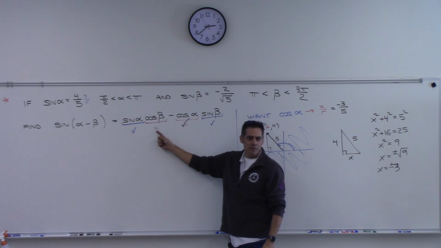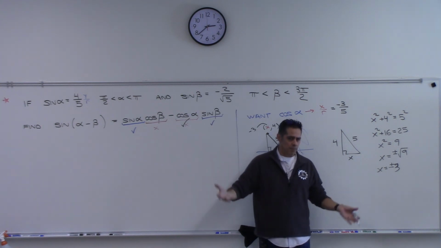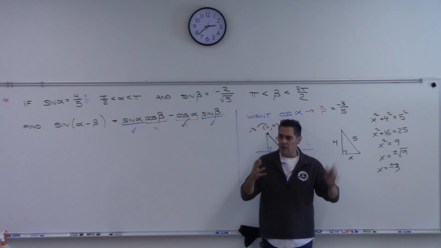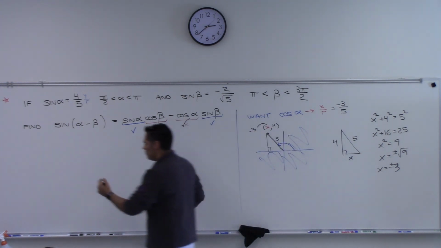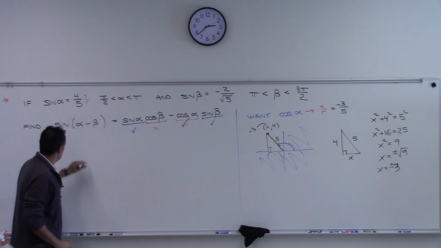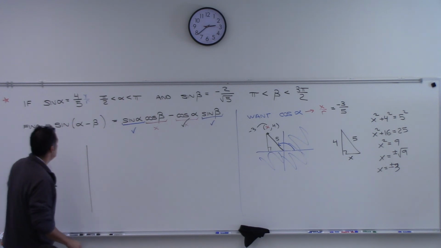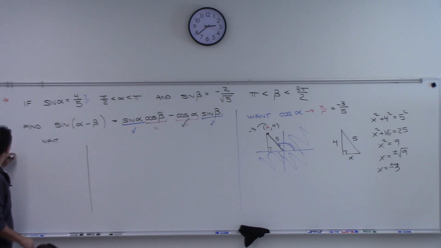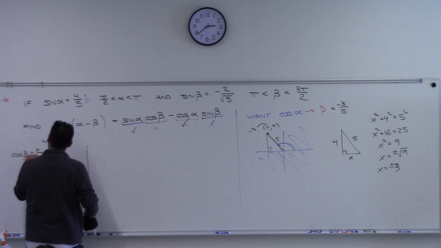I need cosine beta now. So I'm going to play the same game with a different angle, right? This is a different angle, so I need a different picture. I need to figure out where I am. I need to figure out the x and y coordinates and all that stuff, right? I'm almost out of time. I have like a minute. So here I want to find what? Cosine of beta, which should be the x over the r, right? This should be the x coordinate divided by the r.